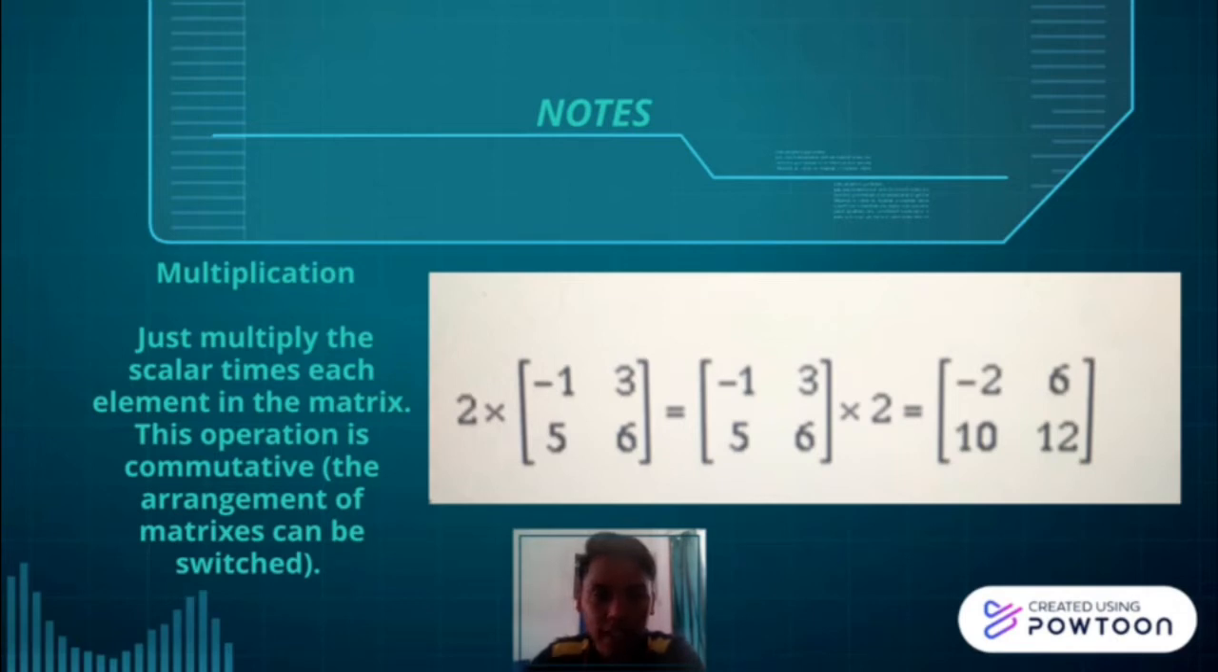Okay, for a clear explanation about what commutative means, this is what a commutative matrix operation means, because even if we change the order, like the example given, 2 times the matrix equals the matrix times 2, we will get the same answer.